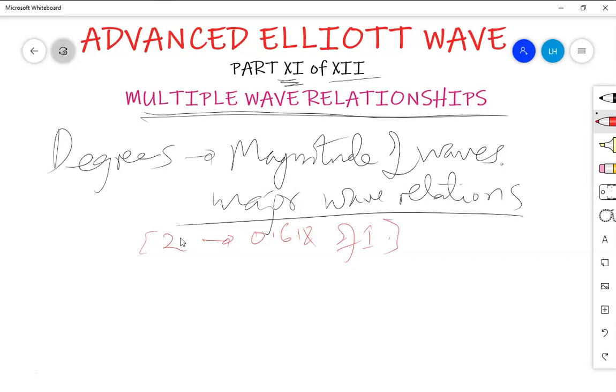So we'll take one relationship and another relationship, combining more than one relationship together in order to identify a particular point where the price is going to turn or do anything else. It is what we call the multiple wave relationship, when you combine more than one type of relationship. So this is the first type of relationship.